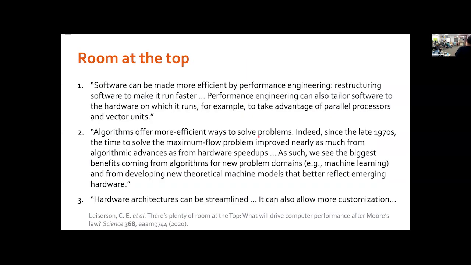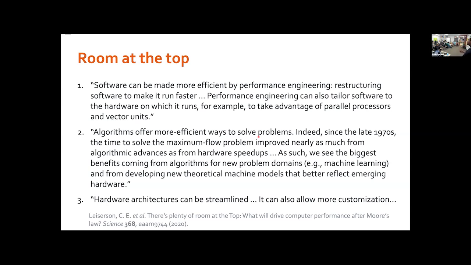The title of the talk comes from this very nice paper from Leiserson et al., one of the authors of, I believe, the Dragon book, the compiler book, if you've ever read it. This was written in 2020, right? The point that they make is that software can be more efficient by performance engineering. If you don't already know, the entire concept of room at the bottom came from Feynman's lecture back in, I think, the late 50s, where he talked about how you can improve the physics of hardware.